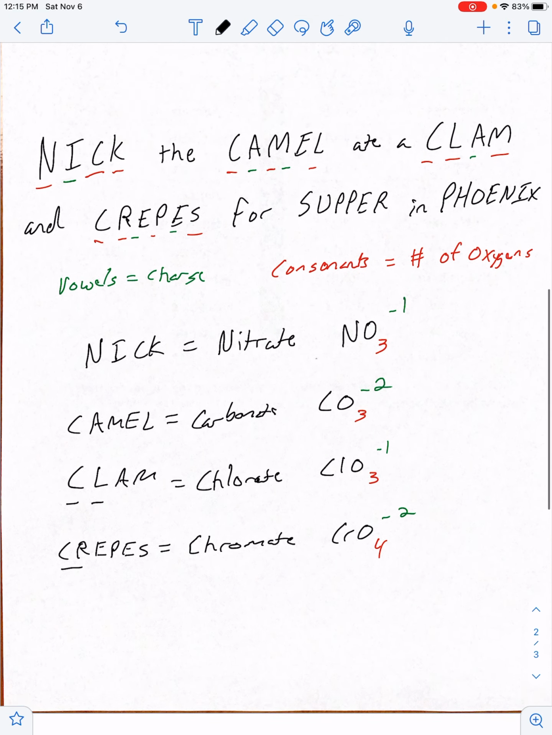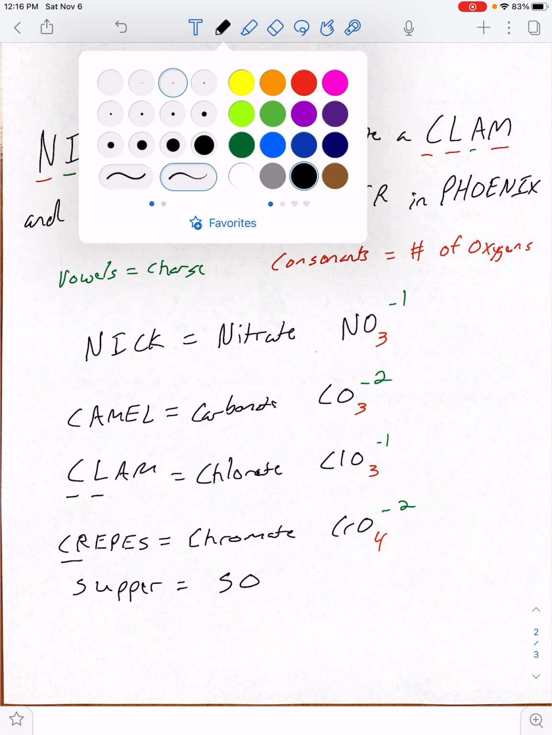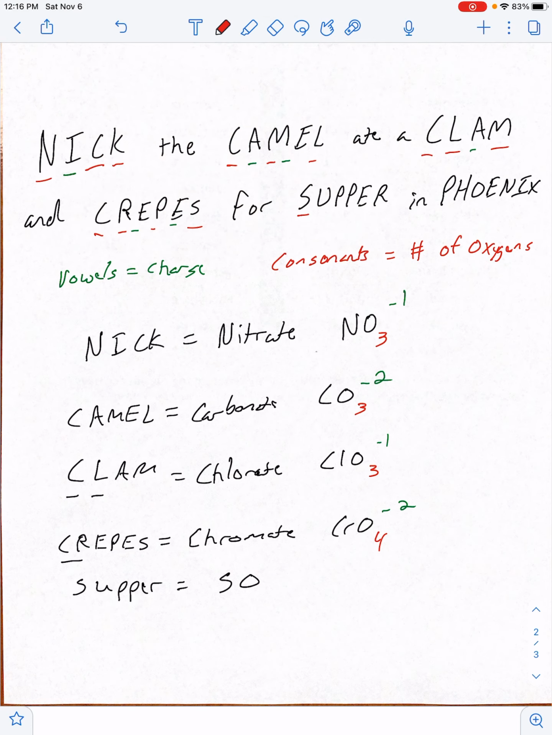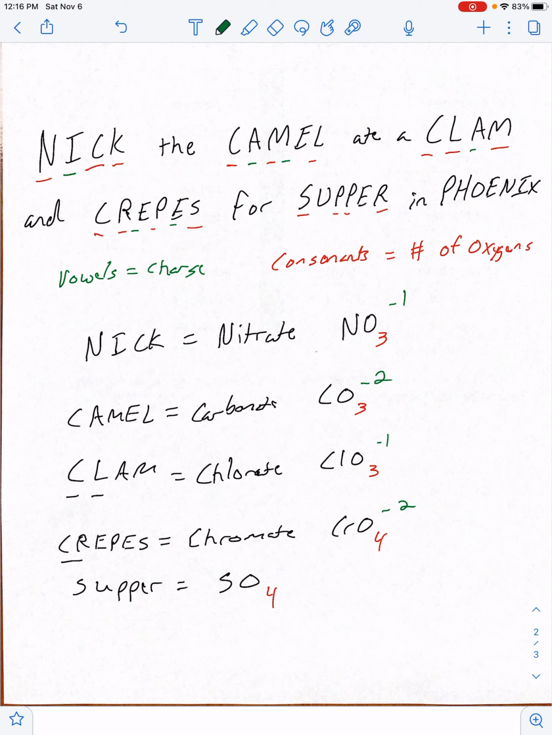Okay, just a couple left. We have supper next. And supper is going to be sulfate. So that's SO, so sulfur and oxygen. Let's switch my colors. So I have 1, 2, 3, 4 consonants, so that's SO4. And let's go back and do our vowels. That is going to be 1, 2 vowels, so that's a -2 charge.